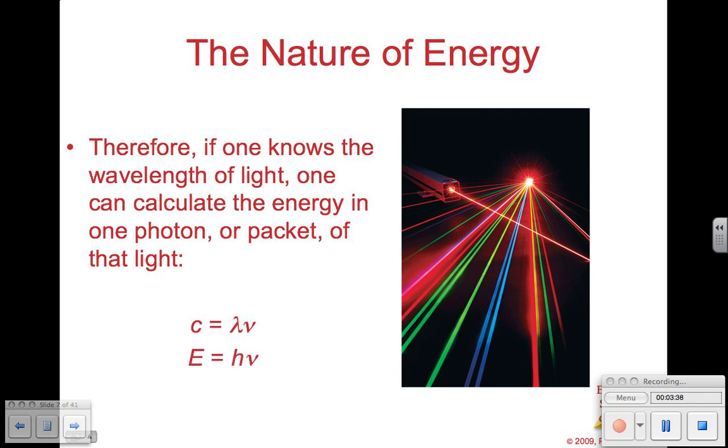So if we know the wavelength of light, we can calculate the energy in one photon or packet of that light. So light behaves as a wave, but it also behaves as a quantized, specific packet of energy, and that is dependent on its wavelength. And this will lead us to when we talk about the line spectrums of specific elements.